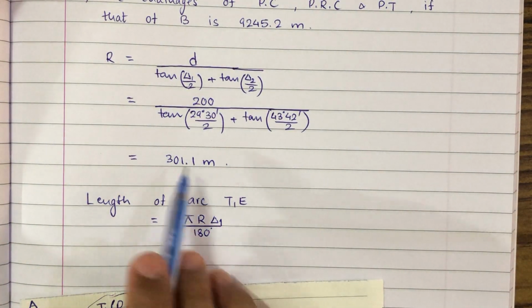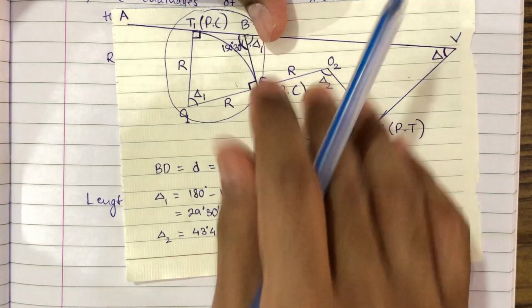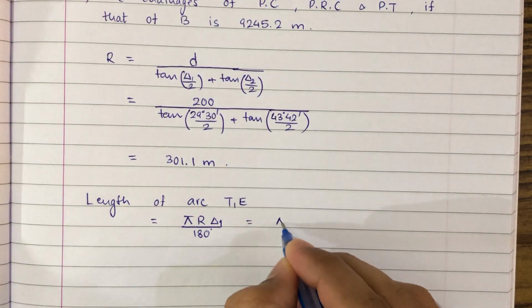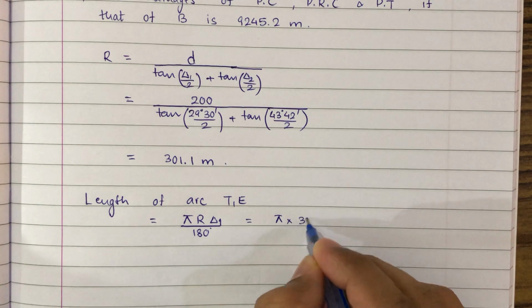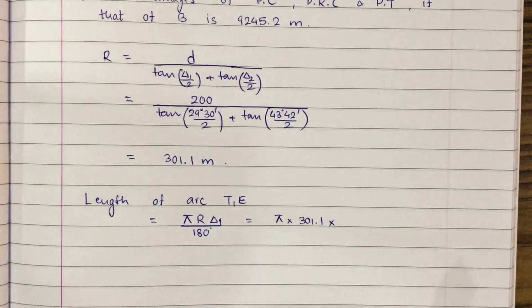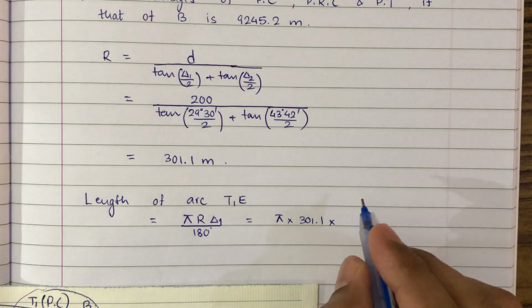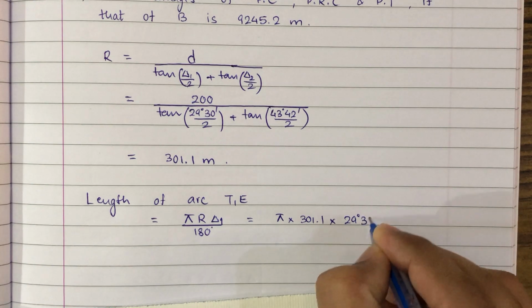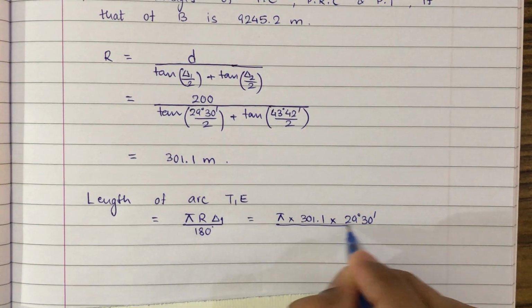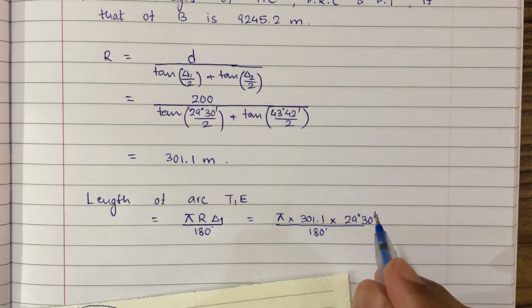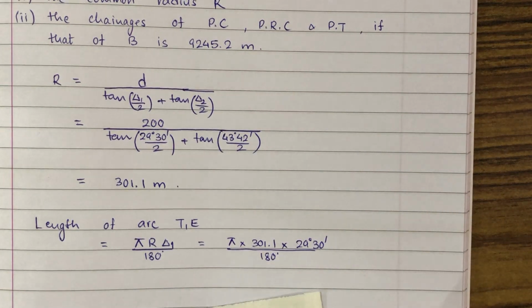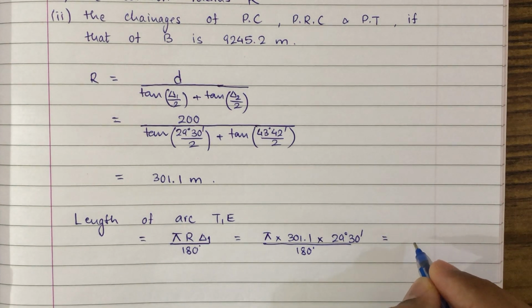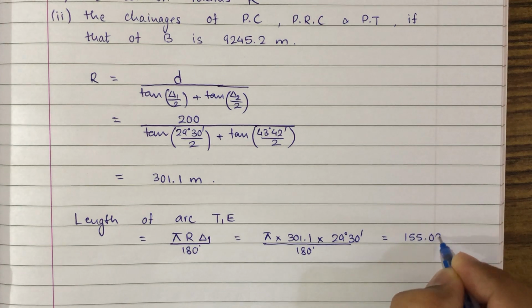So r we have found out from here, and delta 1 we know, it is 29 degree 30 minutes. So simply substituting, we get pi into r, which is 301.1, into delta 1, which is 29 degree 30 minutes, divided by 180 degree. So this value of length of arc comes out to 155.03 meter.